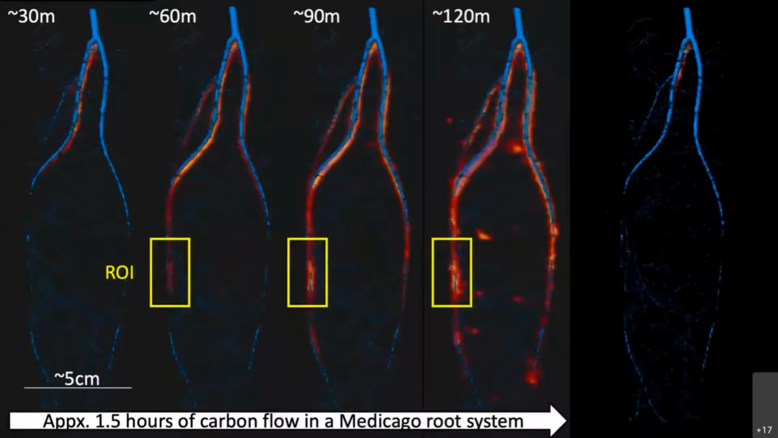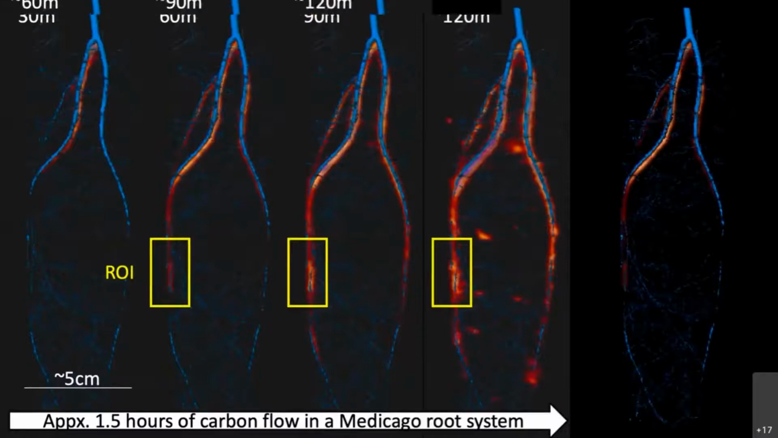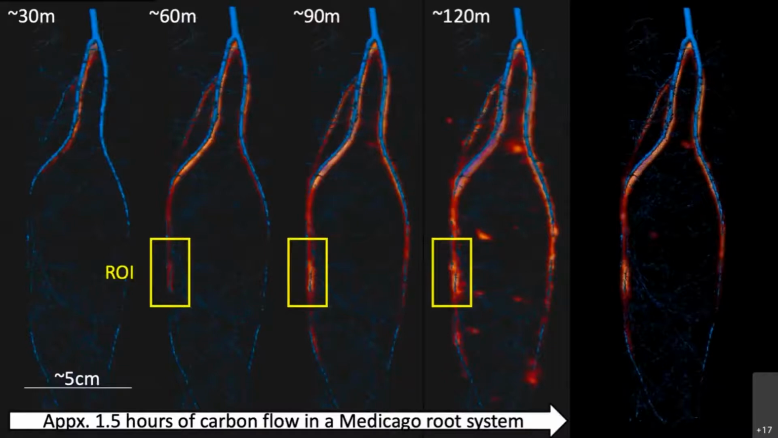We've done some similar work in Medicago. This is infected by AMF fungi, and I think it's kind of hard to see here, but the idea is over time we can see this hotspot here, region of interest. This is a prime sample that we would cut out and put into the X-ray microscope to really understand why there is so much carbon going there, presumably because of extensive AMF colonization.